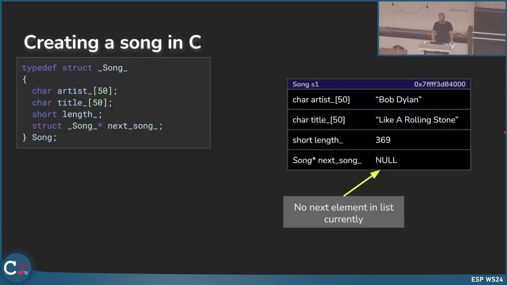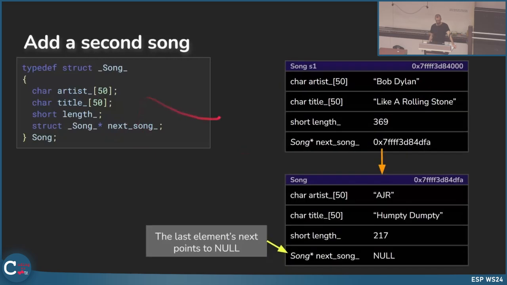Okay, so another thing is we have to set this next song to null in the beginning, or at least the last element has to be null. When we have more songs, let's say we now have 2 songs. The first song is my Bob Dylan song, and it has a pointer to the next song, and the address is just the address of my next song. And again, this has a next song which points to null because it's the last element in my linked list.